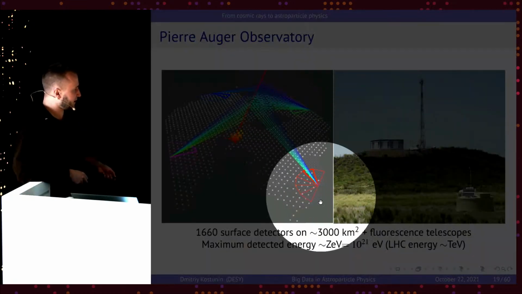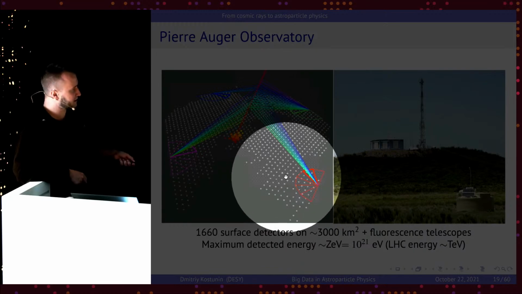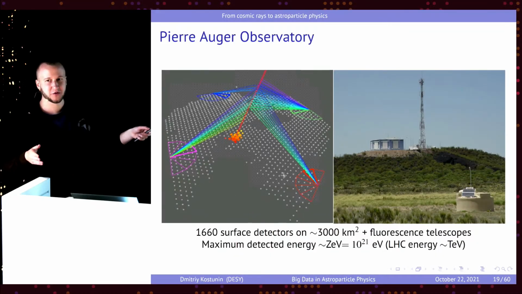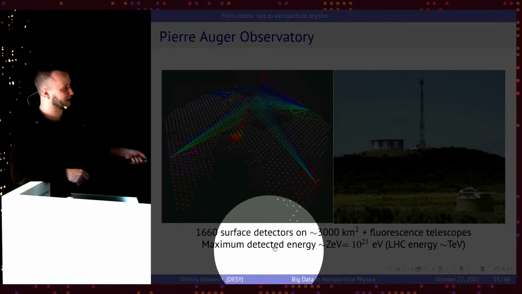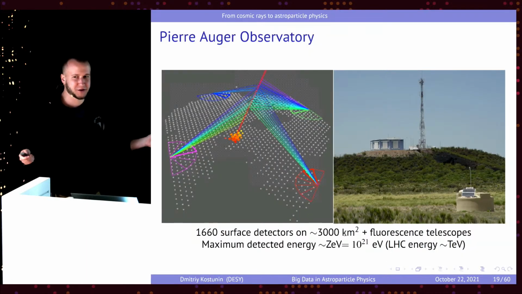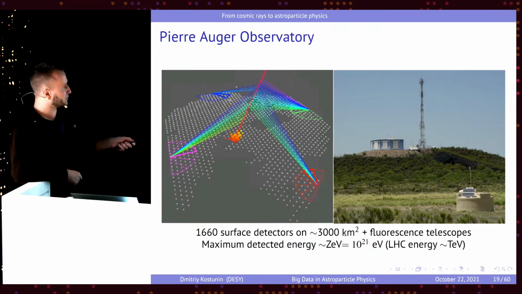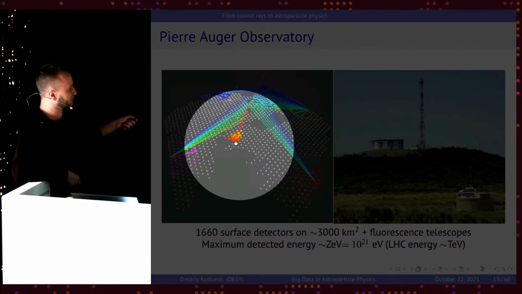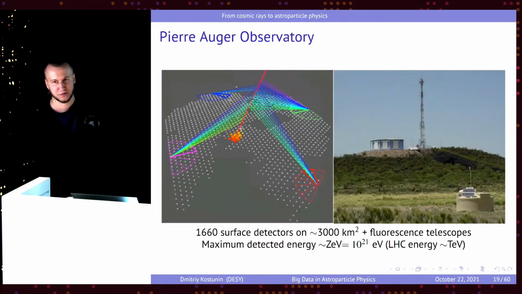The tanks are distanced from each other by 1.5 kilometers, and the total area is 3,000 square kilometers. So this is what we have to build to detect a single particle. In this example, with a distance of 1.5 kilometers, a single air shower covers a size of 10 kilometers.